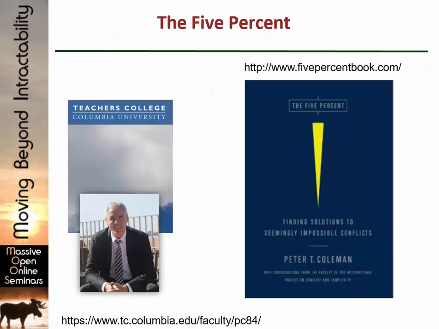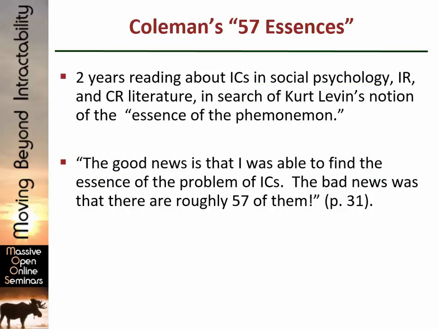In a previous video, I introduced folks to Peter Coleman and his book, The 5%, which is about intractable conflicts, or what he calls 5% conflicts. In that book, he talks about how he spent 2 years before he wrote it reading everything he could find on intractable conflicts in social psychology books and journals, international relations journals, and the conflict resolution literature, looking for what Kurt Lewin called the essence of the phenomenon of intractable conflicts.